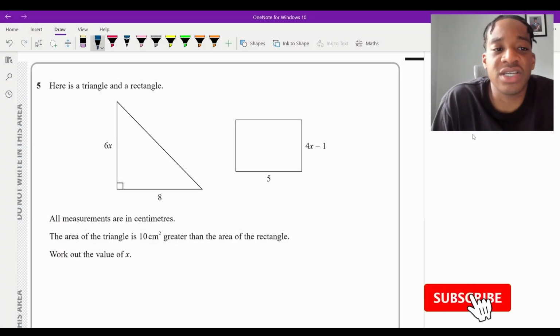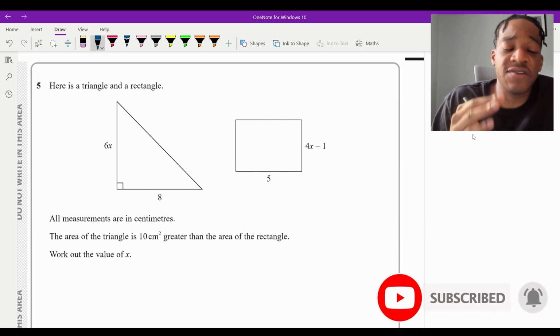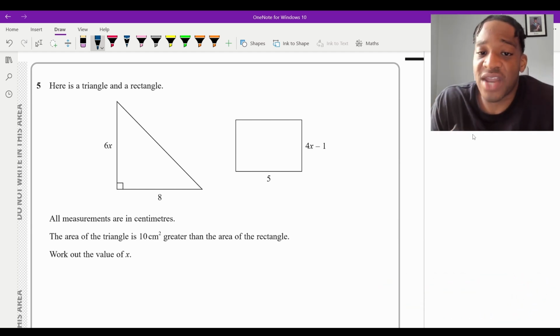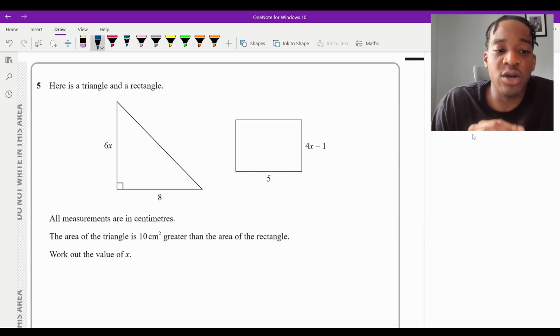Okay, so question 5 says, here is a triangle and a rectangle. We've got the base to be 8 and the height to be 6x for the triangle. We've got the base to be 5 and height to be 4x minus 1 for the rectangle. It says all measurements are in centimeters. And the question says that the area of the triangle is 10 centimeters greater than the area of the rectangle. And we need to work out the value of x.